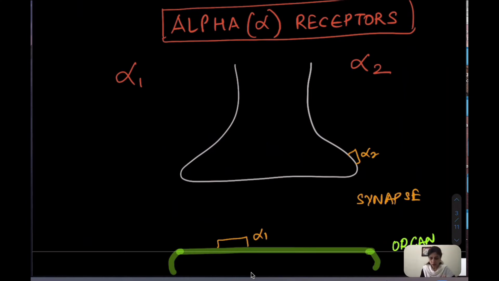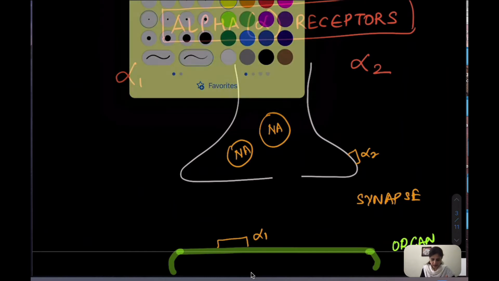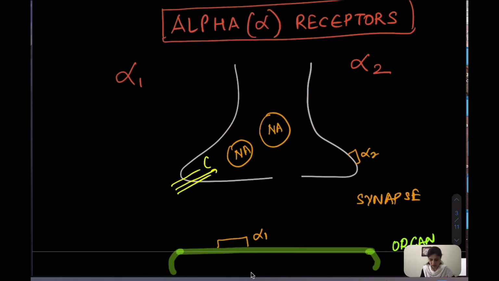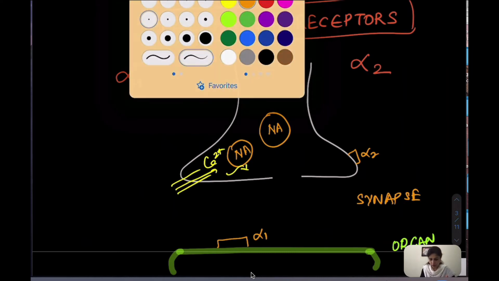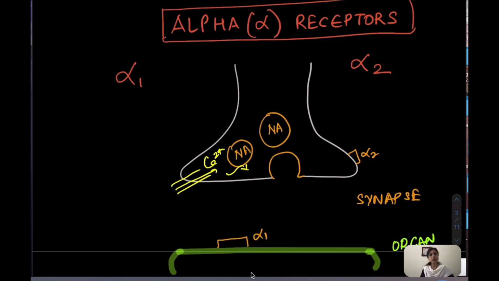Now what happens here is that they have noradrenaline as their neurotransmitter, and when the stimulus comes and there is depolarization, calcium ions enter and lead to the fusion of this vesicle with the presynaptic membrane, causing the release of noradrenaline. Now noradrenaline can act on the alpha 1 receptors, as we are just talking about the alpha receptors for the time being, or it can act on the alpha 2.